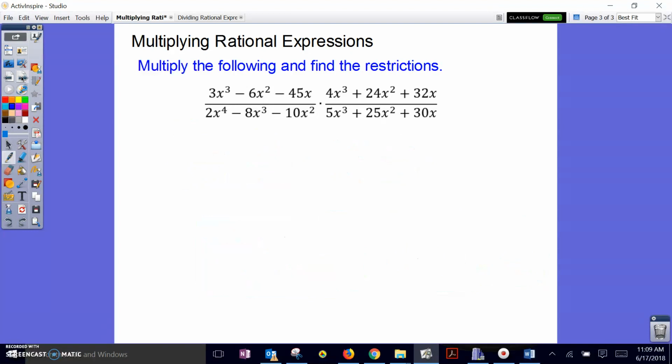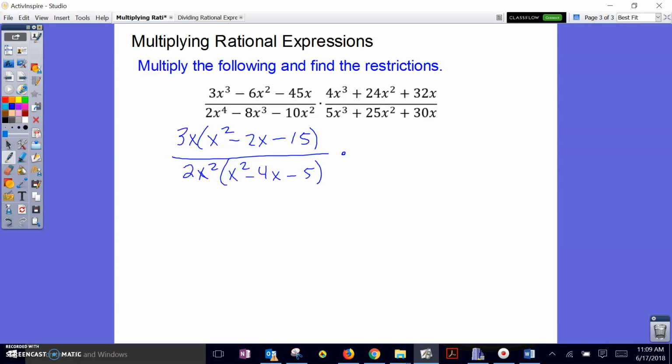Alright, last problem. This one's a doozy. A lot of factoring going on here. Alright, so let's see. I've got 3x. I can take that GCF out of everything in the numerator here. And I can take a 2x squared out of everything in the denominator here. x squared minus 4x minus 5. And I can take a 4x out of everything in the numerator over here. And I can take a 5x out of everything in the denominator here.